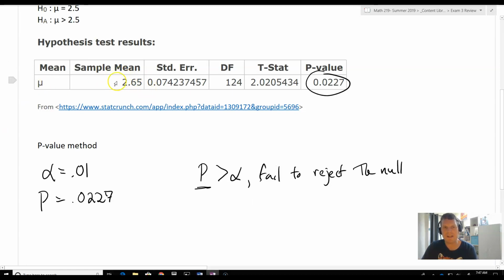Notice that just because we have a sample mean that's somewhat bigger than 2.5, it doesn't mean that we have statistical evidence that it's actually bigger. It's got to be much bigger. It's got to be statistically unlikely. And so since p is greater than alpha, we fail to reject.